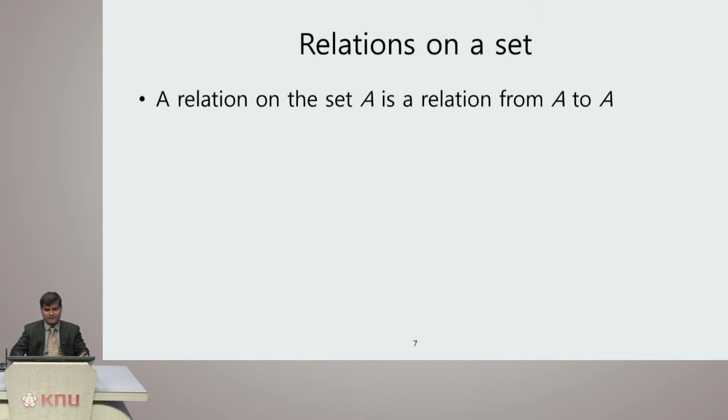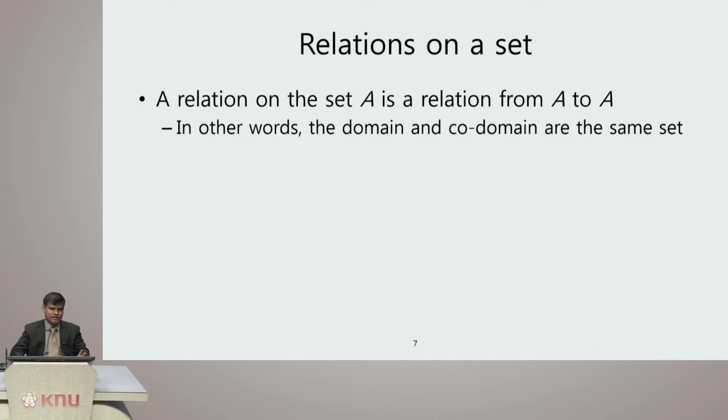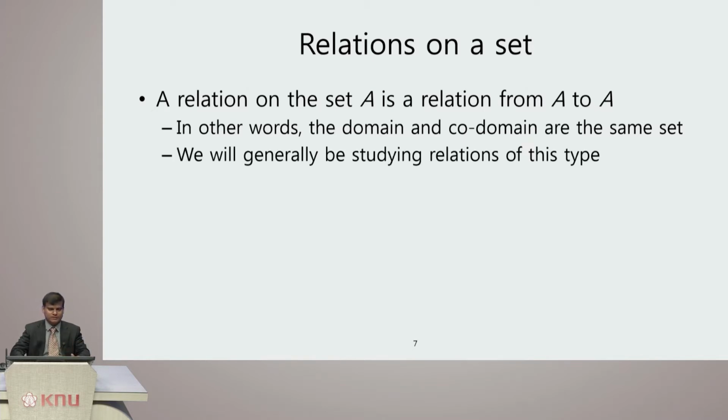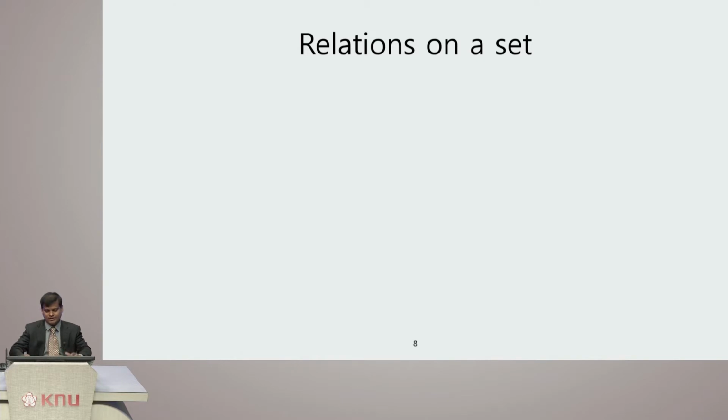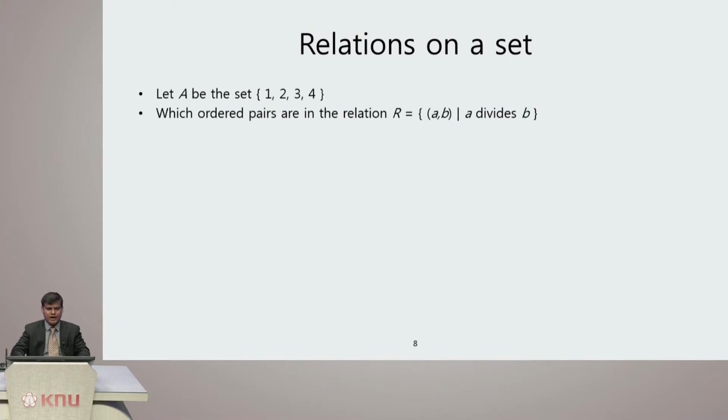Relation on a set. A relation on set A is a relation from A to A. In other words, domain and codomain are the same set in this case. So we will generally be studying relations of this type. We have set A, which is 1, 2, 3, 4, and we have ordered pairs in the relation R equals (a, b), where we say a divides b.